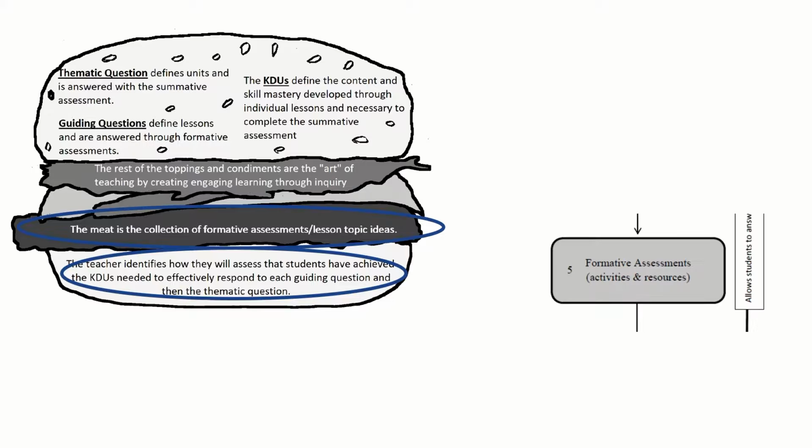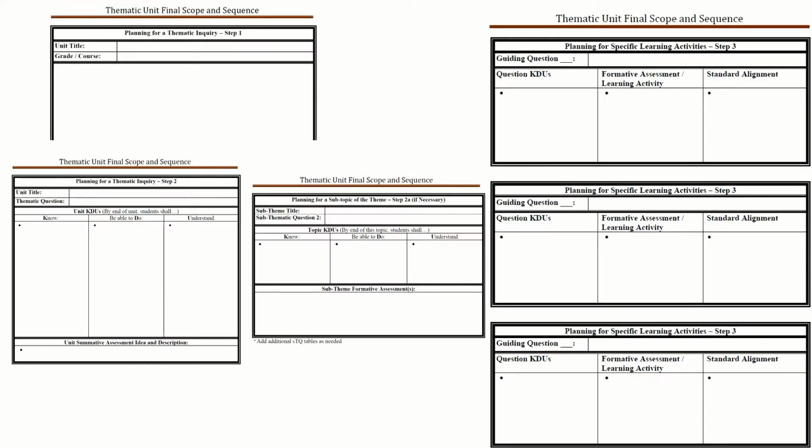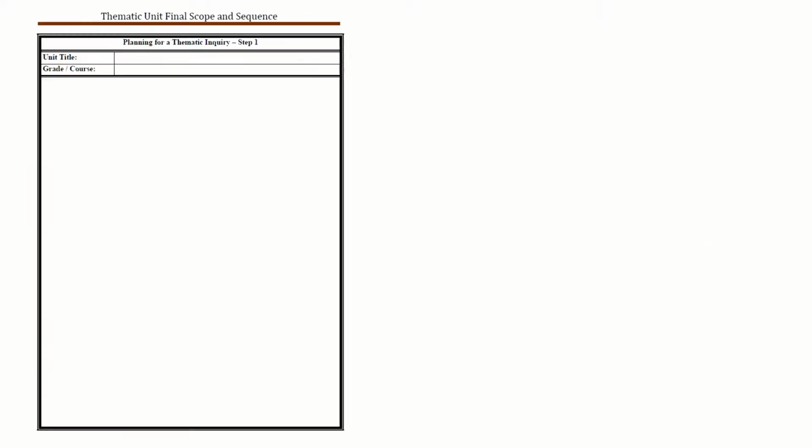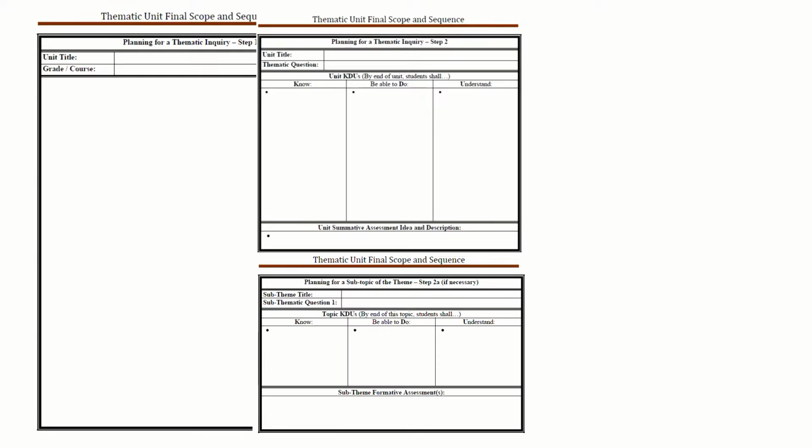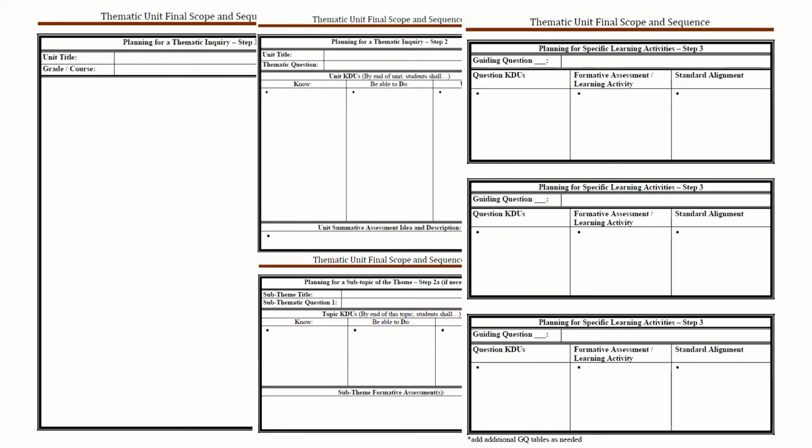Now we shift our focus back to the bottom bun and the meat in the middle and begin thinking more specifically about formative and summative assessment, which is number 5 on the flowchart. We do this specifically using the final scope and sequence documents, in which we first outline the overall unit and then the thematic question and finalized idea for the summative assessment, and if necessary, sub-thematic questions. And lastly, then we plan for specific learning activity ideas that align to each guiding question and standards in the unit.